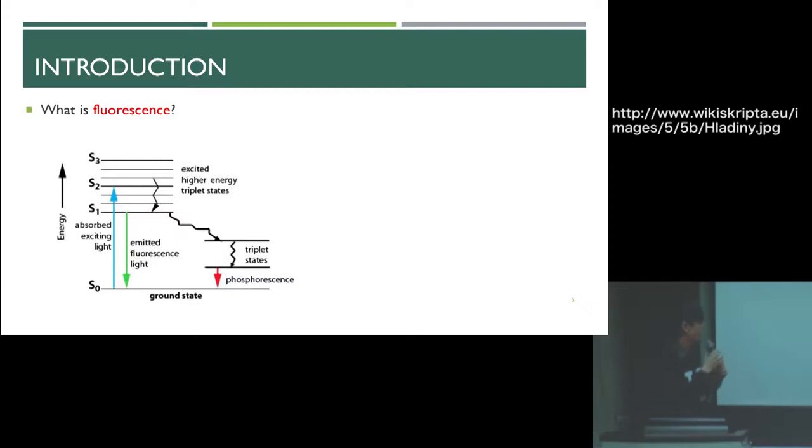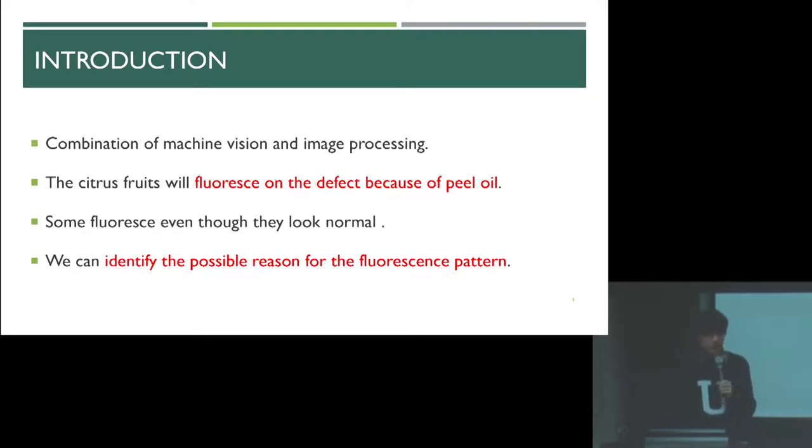So what is fluorescence? It is when the electrons absorb exciting light. They will be excited to a high energy state, and it is unstable. So when they transfer back to the ground state, they will release the energy in the form of light, and that is the fluorescence. This experiment is a combination of machine vision and image processing.